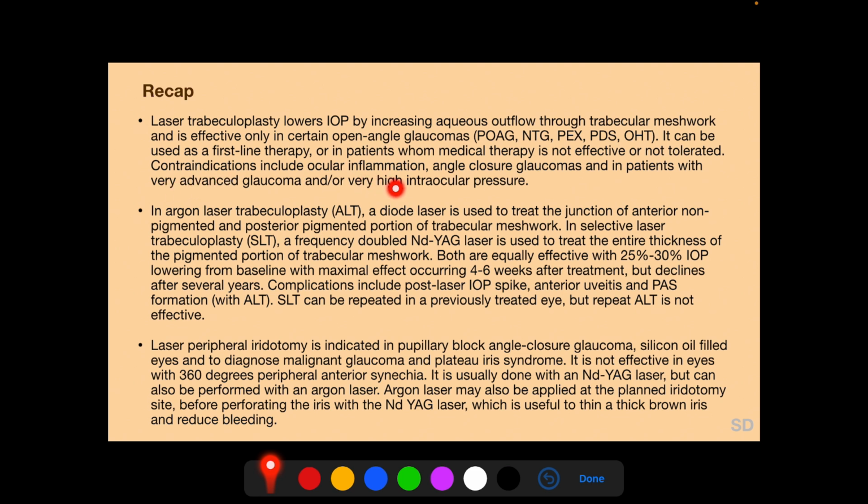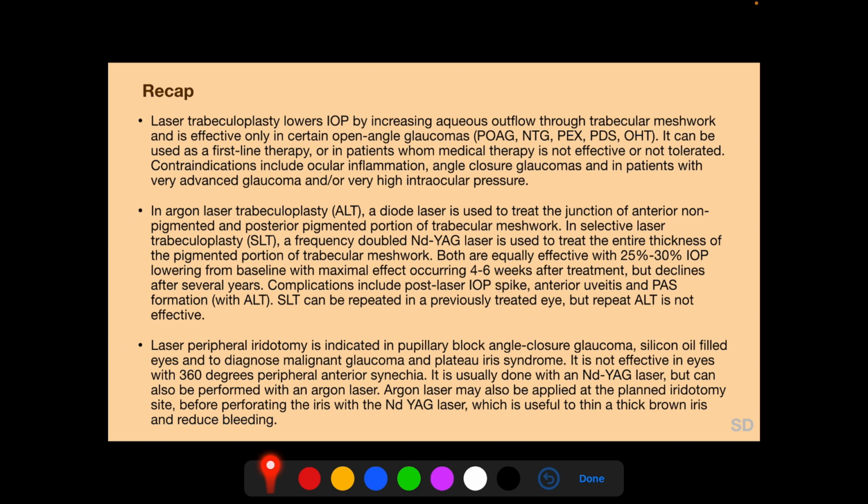In Argon laser trabeculoplasty or ALT, a diode laser is used to treat the junction of the anterior non-pigmented and posterior pigmented portion of the trabecular meshwork. In selective laser trabeculoplasty, a frequency doubled Nd:YAG laser is used to treat the entire thickness of the pigmented portion of the trabecular meshwork. Both are equally effective with 25 to 30% IOP lowering from baseline, with the maximal effect occurring 4 to 6 weeks following treatment.